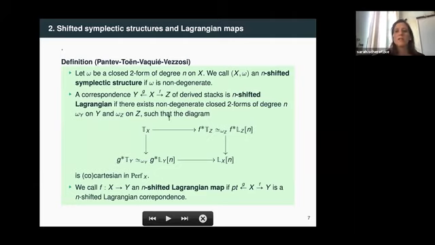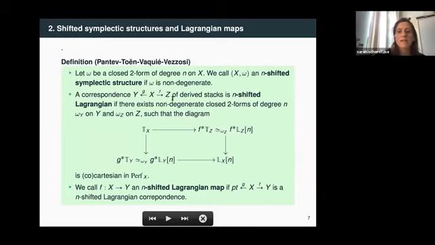More generally, there's a concept that's been introduced, not only of Lagrangian maps, but also of a correspondence of derived stacks being n-shifted symplectic. So what does it mean for a correspondence? First of all, what is a correspondence? A correspondence is just a diagram as you can see it here. So you have a map from X to Y and from the same X to Z of derived stacks.